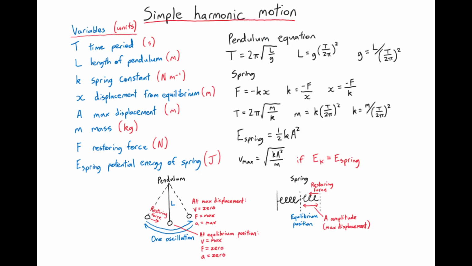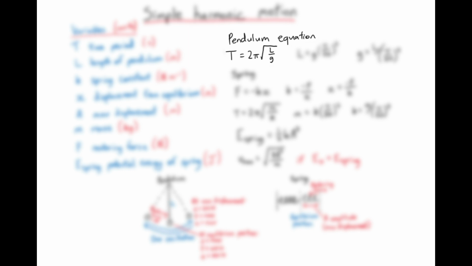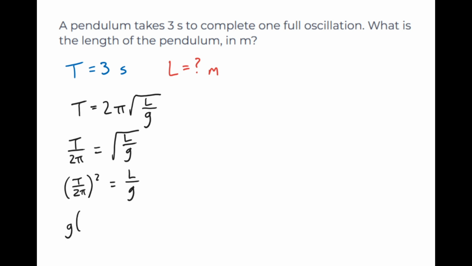A pendulum undergoes simple harmonic motion, so we can use this equation. Time period equals 2 pi times the square root of length over gravitational acceleration. We need to rearrange for L. To do that, we divide both sides by 2 pi, then we square both sides, then multiply both sides by g. This gives us L equals g times the square of T over 2 pi.